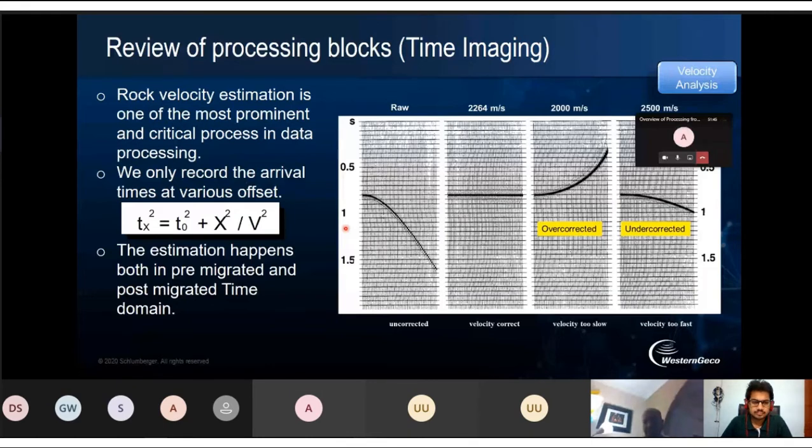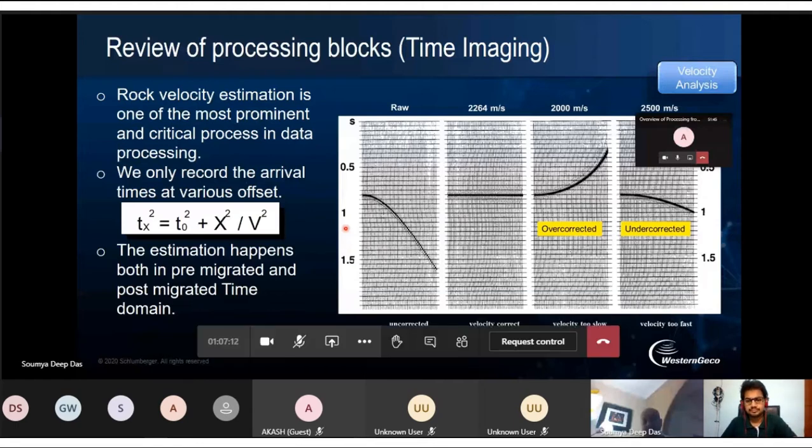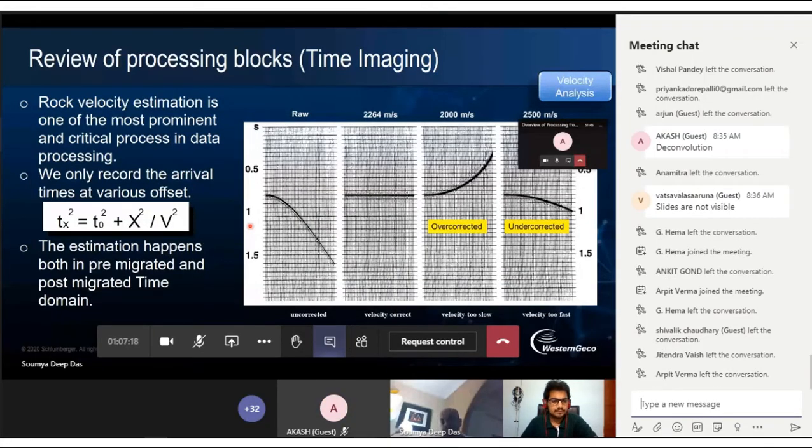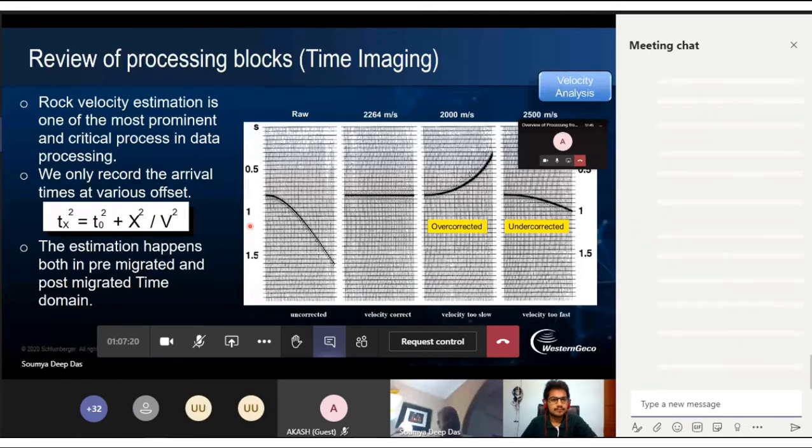So, is the same velocity used everywhere for every process? The answer is no. Probably you guys know that. For gather flattening, we need RMS velocity. And for imaging, we work with interval velocity.